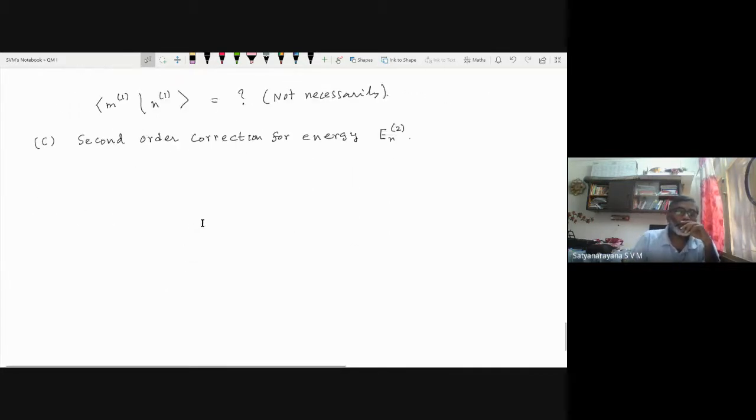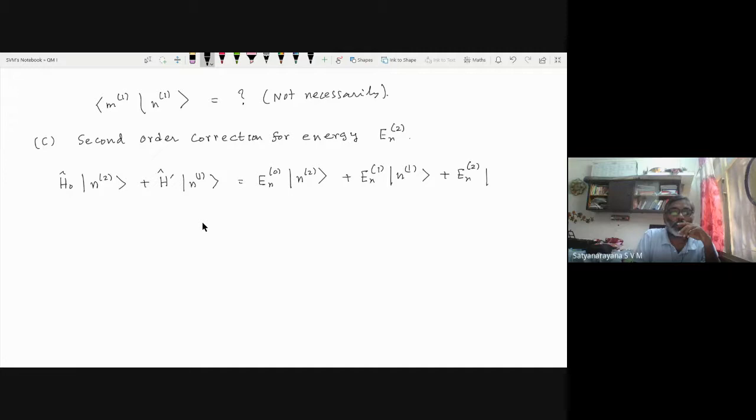Now let us look at this expression. That is, I have H0 acting on N2 plus H prime acting on N1. That is my left hand side. That's equal to En0 acting on N2 plus En1 acting on N1 plus En2 acting on N0.